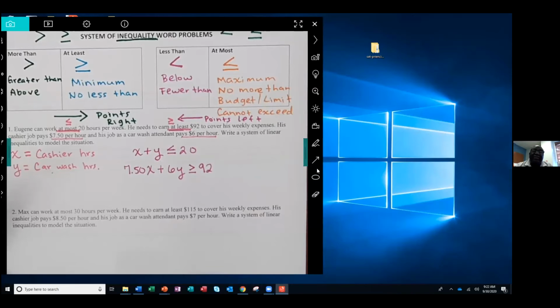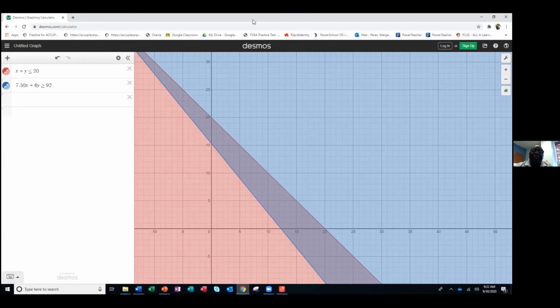Ms. Perez. Yes, sir. Do those possible solutions only have to be in the overlapping region, or can they be at the overlapping boundaries?